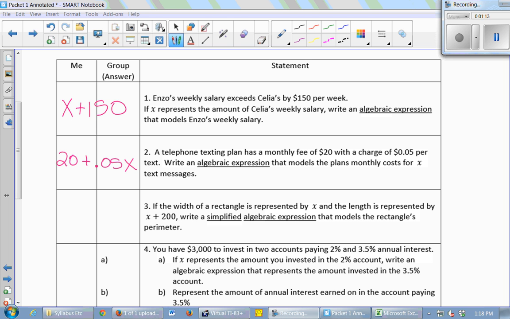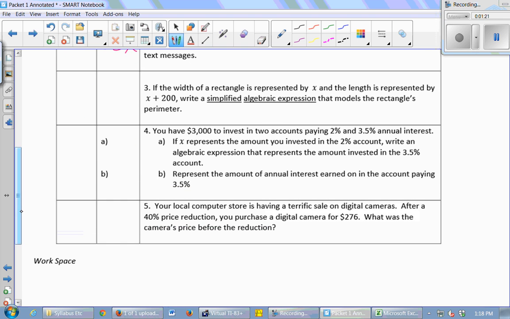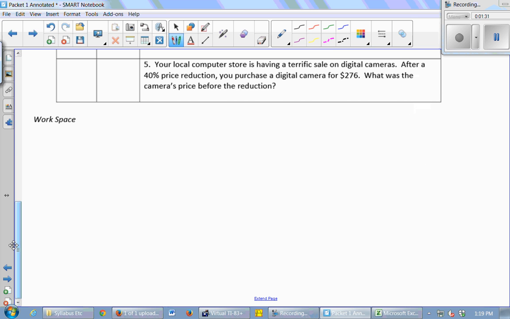All right, the width of a rectangle is represented by X, and the length is X plus 200. What is the rectangle's perimeter? Great, yes, that is correct, but we're going to simplify it. Yeah, so if I draw a picture, if they're describing something that's drawable, you should draw it.